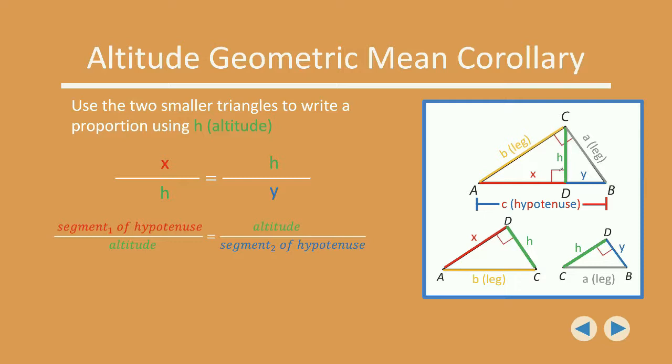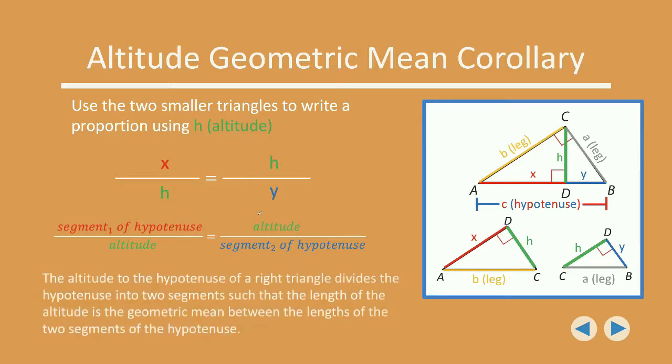So the altitude split the hypotenuse into two parts, x and y. I named x segment 1 of the hypotenuse, and I named y segment 2 of the hypotenuse. Notice here, segment 1 of the hypotenuse over the altitude equals the altitude over segment 2 of the hypotenuse. Now we notice here the altitude is in the means position. So in words, we can say that the altitude is the geometric mean between the two segments of the hypotenuse.